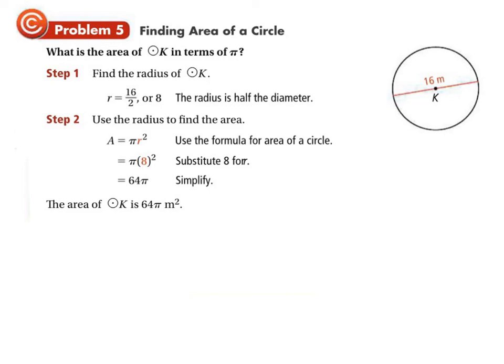Okay, they point out here that the radius is half of the diameter, so 8, and then they use area equals pi r squared. R times itself is 64, and that's times pi because we're keeping it in terms of pi. So 64 pi, and what are the units? Well, if it's meters and we're doing area, it's those units squared, so meters squared. 64 pi meters squared.